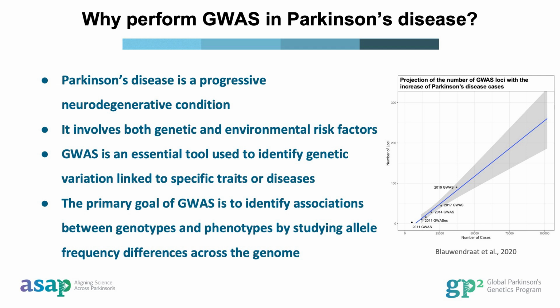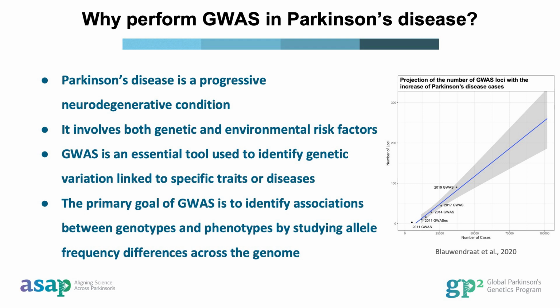GWAS works by testing allele frequency differences to pinpoint statistically significant genetic variants linked to a particular trait or disease. To ensure sufficient study power, GWAS requires large sample sizes. As you can see in this plot, the gradual increase in the number of cases leads to a higher number of identified loci.